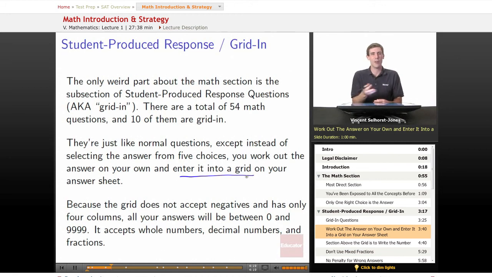It's like when you write out your name on a Scantron. You bubble in corresponding letters. In this case, you bubble in corresponding numbers. Same sort of thing. So the grid won't accept negatives, and it only has 4 columns. So that means at the lowest, your number will be 0, and at the absolute maximum, it's going to be 9,999. The grid can accept whole numbers, decimal numbers, and fractions.